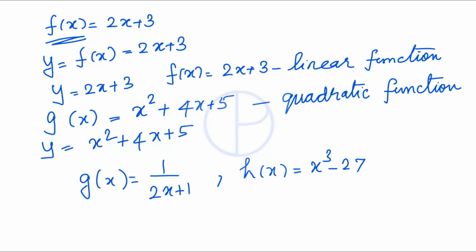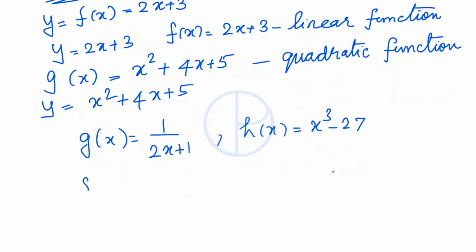In physics, we use s of t to represent the distance a particle travels, or v of t to refer to the velocity of a particle, or a of t to refer to the acceleration of a particle.